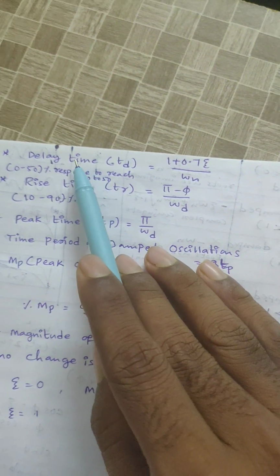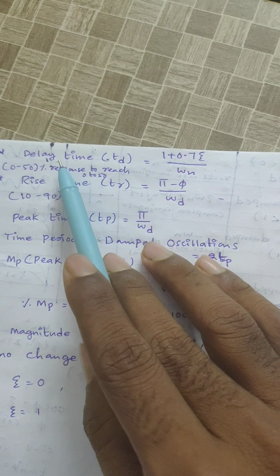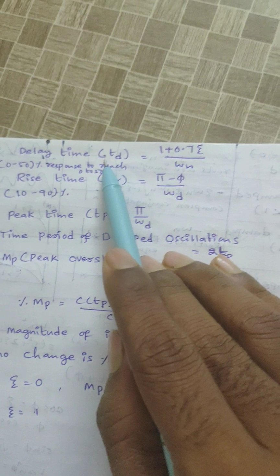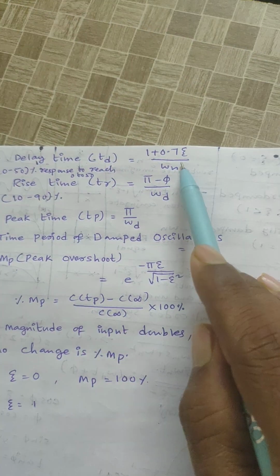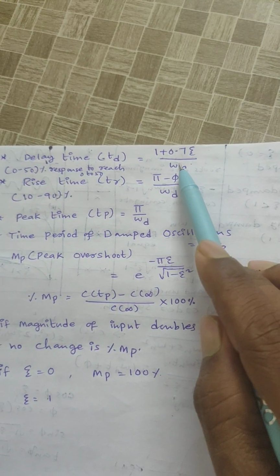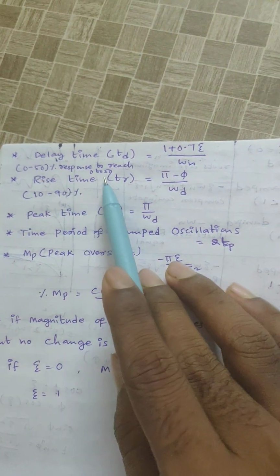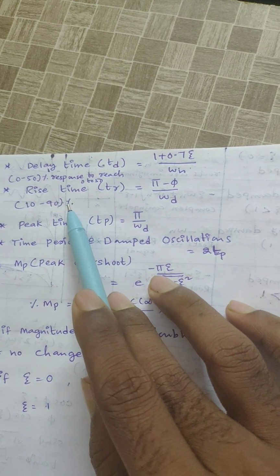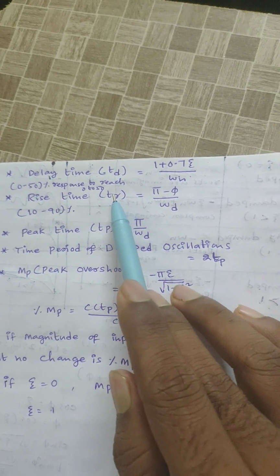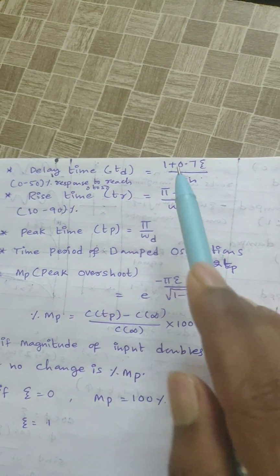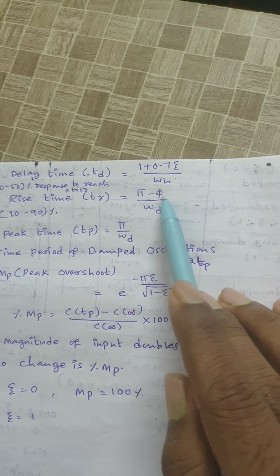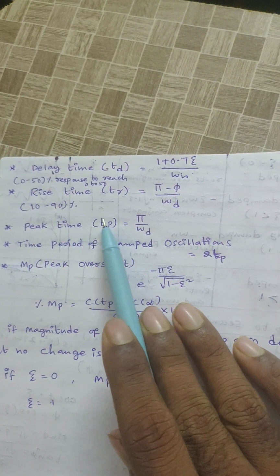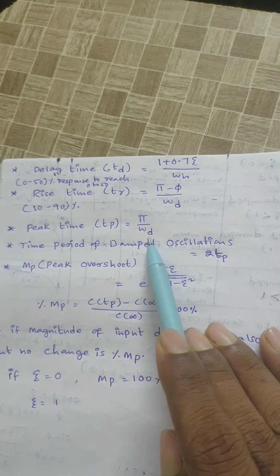Delay time is nothing but the time for the response to reach from 10% to 50%, or 0% to 50%, known as delay time. Mathematically, the delay time formula will be (1 + 0.7 zeta) by omega n. Next, rise time. It is the time taken for the response to reach from either 10% to 90% or 10% to 95%. The rise time is equal to (pi minus phi) by omega d. Next, peak time. Peak time formula, maximum time, is nothing but pi by omega d.